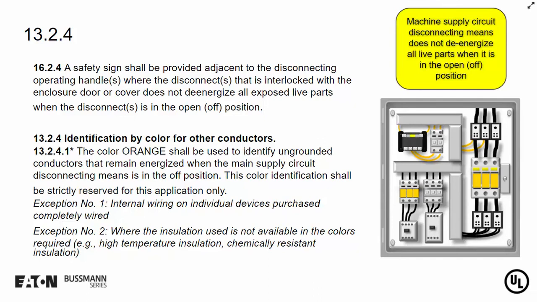It's important to recognize in the accepted circuits, the color orange shall be used to identify ungrounded conductors that remain energized when the main supply circuit disconnecting means is in the off position. And then there are some exceptions, for example, when the wiring is part of the device purchased and where the insulation used is not available in the colors required, then some other means of identification of that circuit shall be necessary.